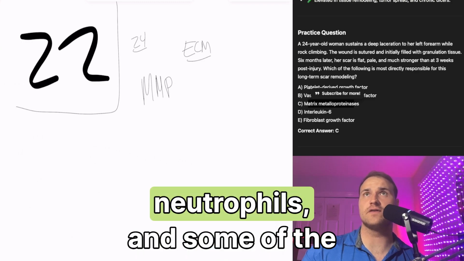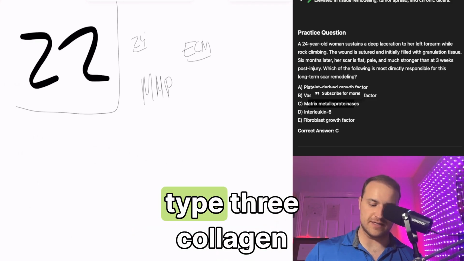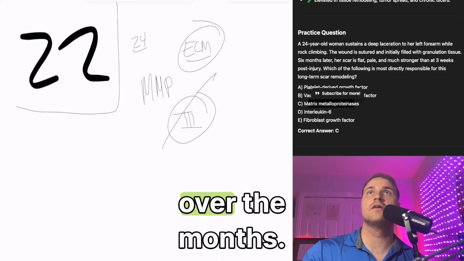They're produced by fibroblasts, macrophages, neutrophils, and some epithelial cells, and they're controlled by tissue inhibitors of metalloproteinases, called TIMPs, which prevent excess tissue destruction. So in wound healing, granulation tissue forms with type 3 collagen, and then type 1 collagen is deposited, and you get a scar that's stronger over the months.